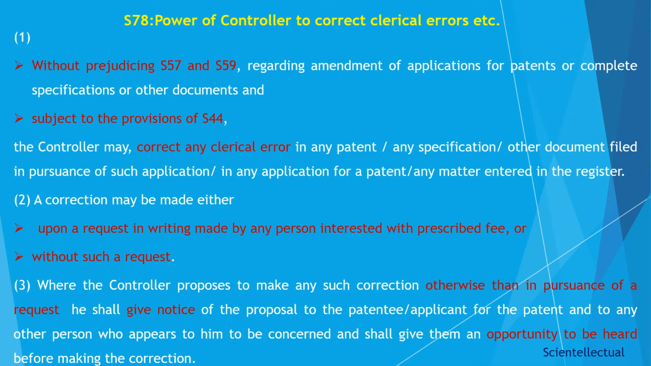Let's discuss section 78, Power of Controller to correct clerical errors. Subsection 1. Without prejudicing section 57 and section 59 regarding amendment of patent application or complete specification, or any related documents, and subject to the provisions of section 44, the controller may correct any clerical error in any patent or specification or related documents or any application for patent or any matter entered in the register.